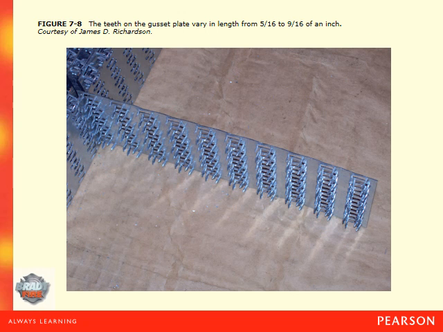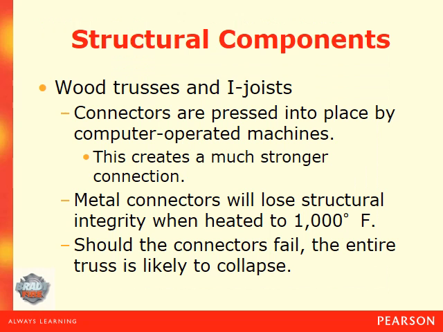Here's a good example of the gusset plates that are used to hold these trusses together. The connectors are pressed into place by a computer-operated machine. This creates a much stronger connection. The metal connectors, however, will lose their structural integrity when heated to 1000 degrees Fahrenheit. And should the connectors fail, the entire truss is likely to collapse. And that's one of the problems with our modern construction, or lightweight construction.